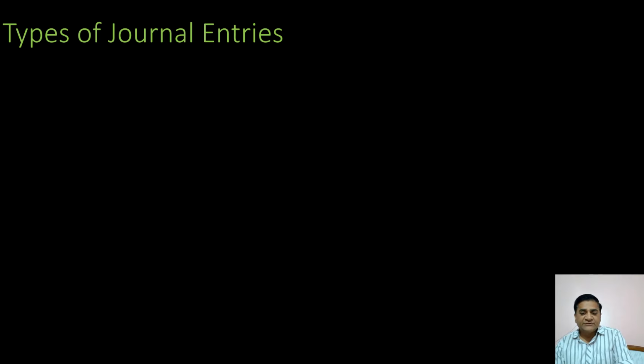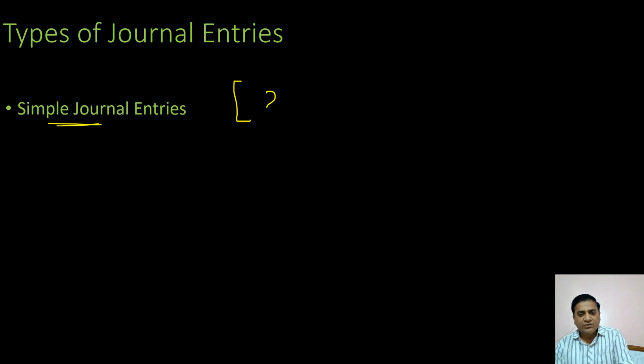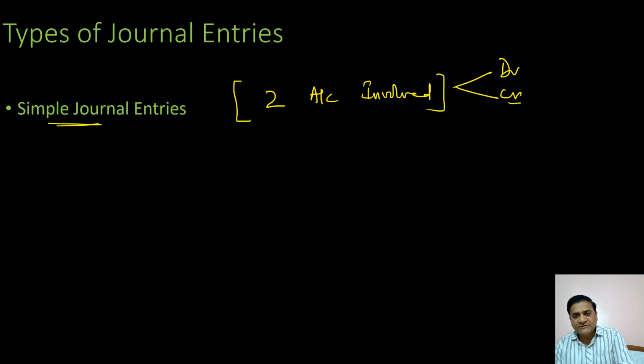So the entries which we have seen were the entries wherein you have only two accounts. So these type of entries are called simple journal entries. Simple journal entries are those entries wherein you have only two accounts which are involved. One account would be going on the debit side, the other one would be going on the credit side. This is called the simple journal entry.